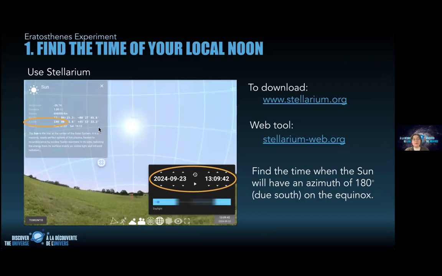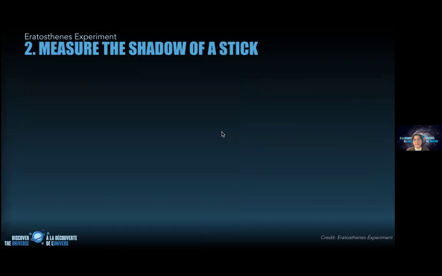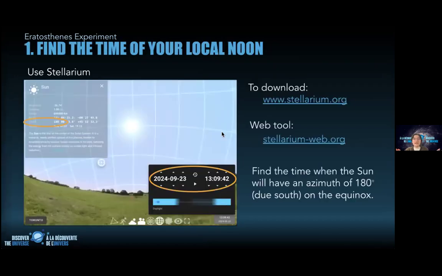You'll also want to double check that this is in fact the azimuth of the sun, the point where it's at its highest point in the sky. If you click on the sun in this application, it'll pop up this info window, and you can double check that the azimuth is 180 degrees. And this is due south, but you'll just want to double check that it's the 180 degrees. Okay. So that's how you can find the time of your solar noon in your location on the day of the equinox.